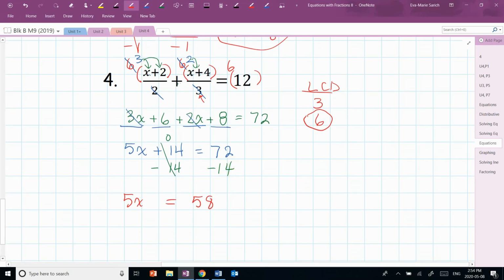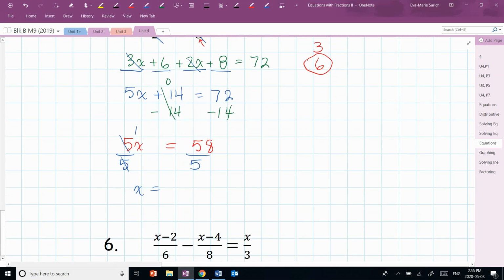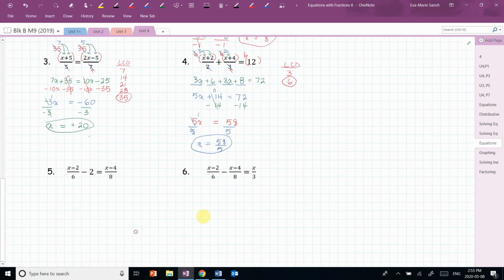Okay. Now, the next is to divide both sides by 5 to get rid of the 5 next to the x. And 5 divides by 5 to give us 1, and x is equal to, now 58 doesn't divide evenly by 5, so we can just leave it as a fraction. We want to leave it as an improper. We just want to make sure that it doesn't reduce. So 5 is a prime number and it doesn't divide into 58, so our answer is 58 over 5. All right, example 5.